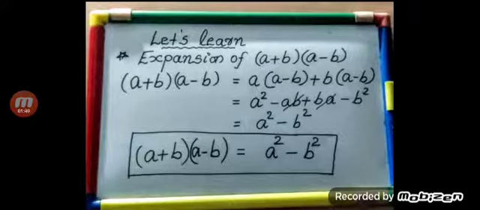First one is (a plus b) the whole square, that is a square plus 2ab plus b square. Second one is (a minus b) the whole square, a square minus 2ab plus b square, and the third expansion formula is (a plus b) into (a minus b) is equal to a square minus b square. You will have to learn this by heart for solving the next exercise. So our third expansion formula is (a plus b) into (a minus b) is equal to a square minus b square.